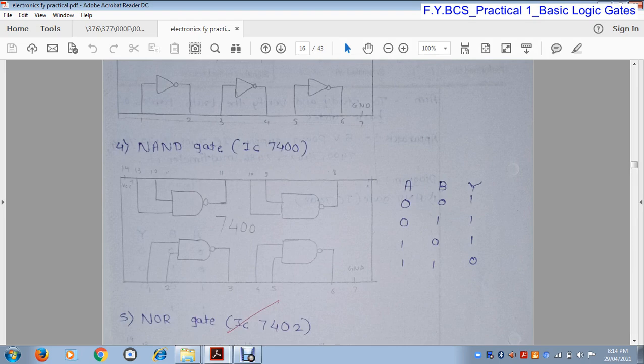So when one input is high and the second is low, that means one input is 1 and another is 0, then it also gives a high output, that means it generates 1. And when both the inputs are 1 1, that means both inputs are high, then it generates a low output. So it is opposite to the AND gate.